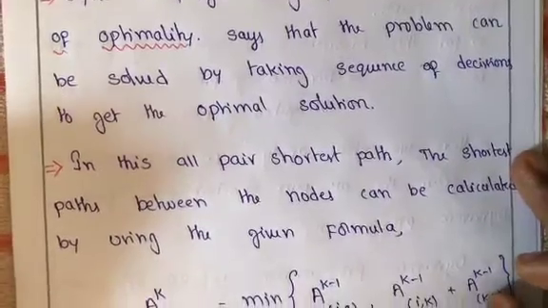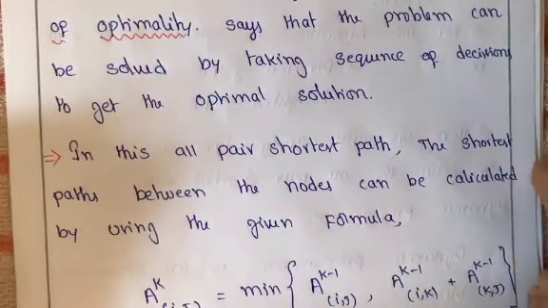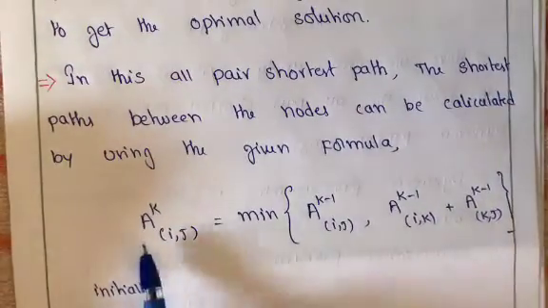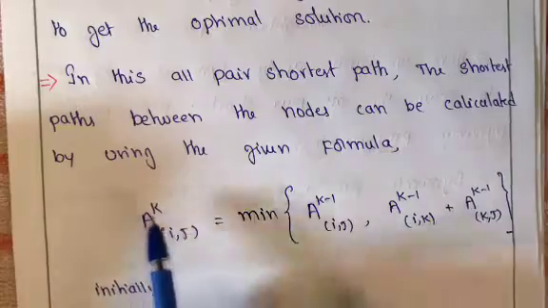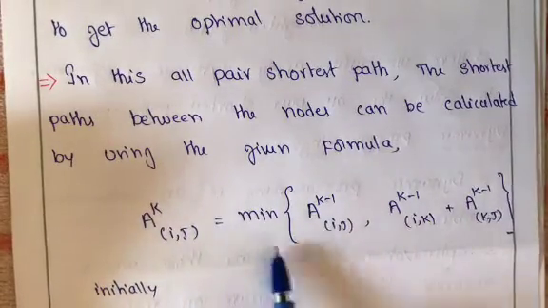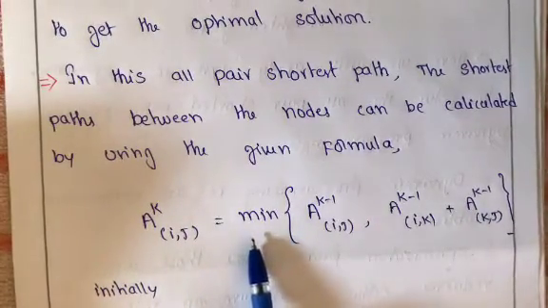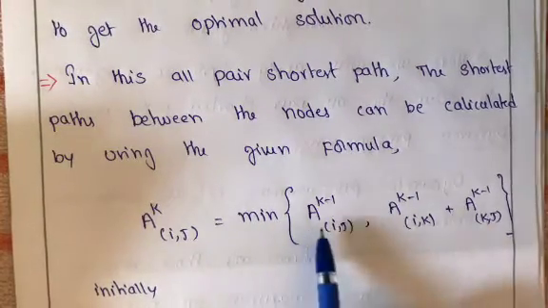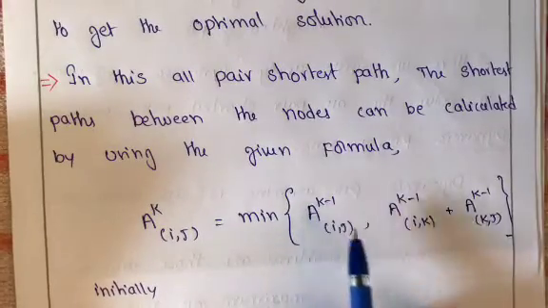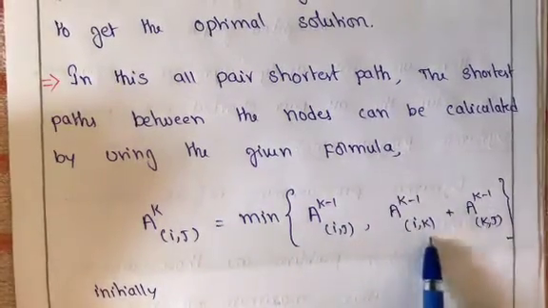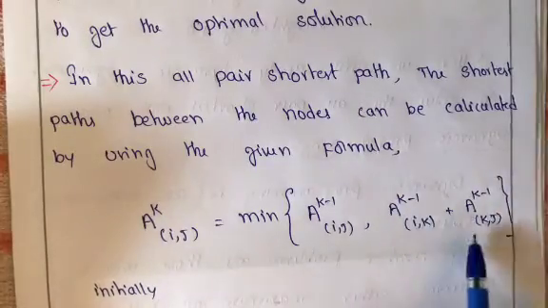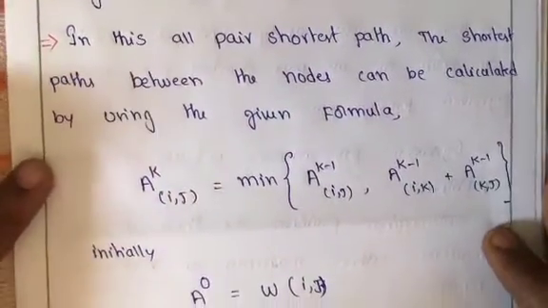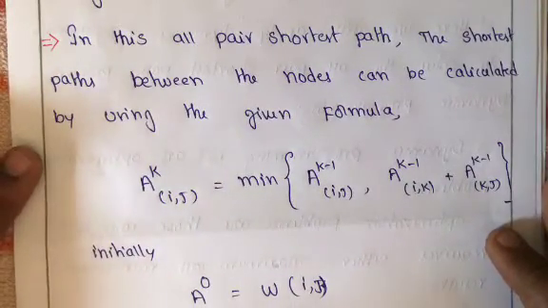In this all pair shortest path, the shortest path between the nodes can be calculated by using the formula, that is A_ij^k equals minimum of, it is a minimization problem so we are using minimum, that is minimum of A_ij^(k-1) comma A_ik^(k-1) plus A_kj^(k-1). So it is the formula which I am going to apply later on.